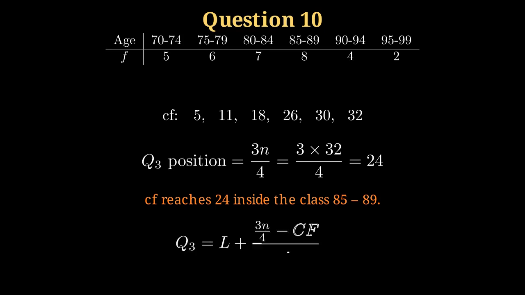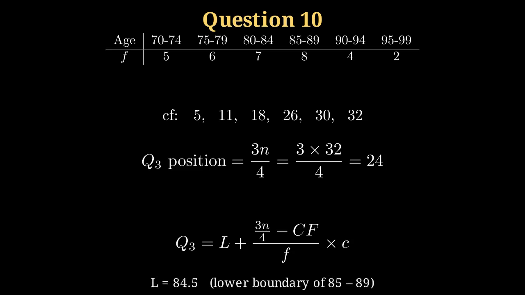Now the quartile formula. Q3 equals L, the lower boundary of that class, plus the quartile position minus the cumulative frequency before the class, all over the frequency of the class times the class width C. Let's read off the values.